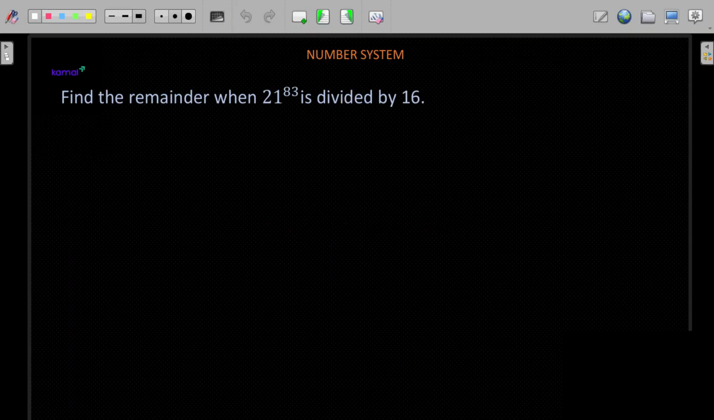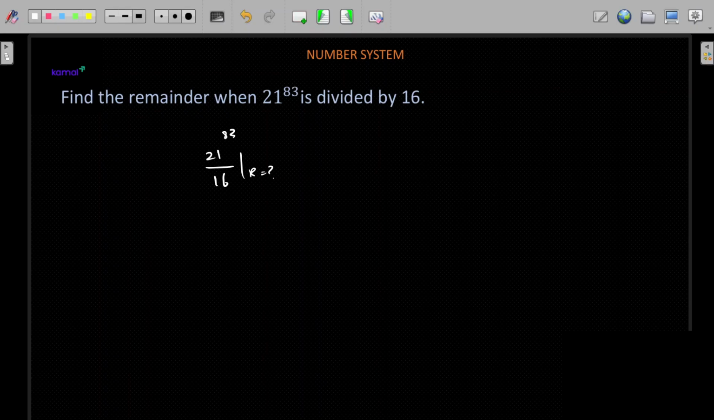Let us read our first question. Find the remainder when 21 power 83 is divided by 16. So we have to find the remainder when 21 power 83 is divided by 16. What is my remainder? This is the question.